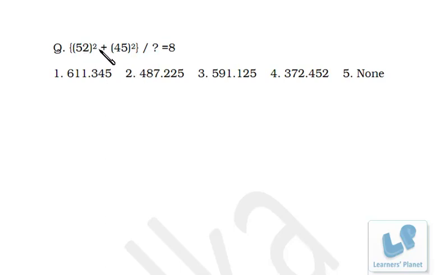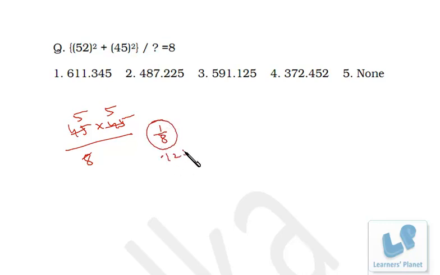Say 52 square, 52 into 52, is actually a multiple of 8, but 45 square is not a multiple of 8. So if 45 square is divided by 8, I'm just using a logic over here. For 45, the remainder over here is 5, and the remainder over here is 5. So 5 into 5, 25 by 8, the remainder is 1. That means after the decimal, 1 by 8 should be there. Now 1 by 8 is what? 0.125. So that's there in this option.